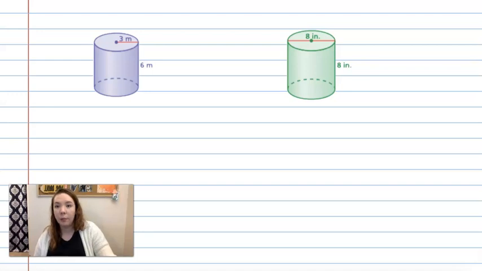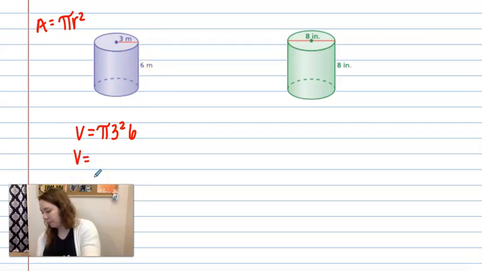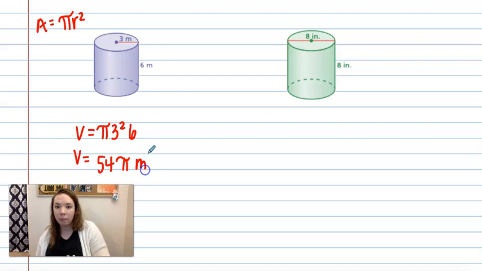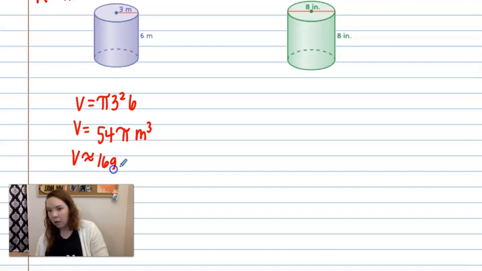All right, cylinders. Again, we're going to have pi, which means we'll have exact form and approximate form again here. So area of a circle is pi r squared. So for our volume, we'll have pi r squared times the height of the prism, or the cylinder in this case. So this gives us 54 pi for our exact form, cubic meters. And if I hit my toggle button, I get 169.6 cubic meters.